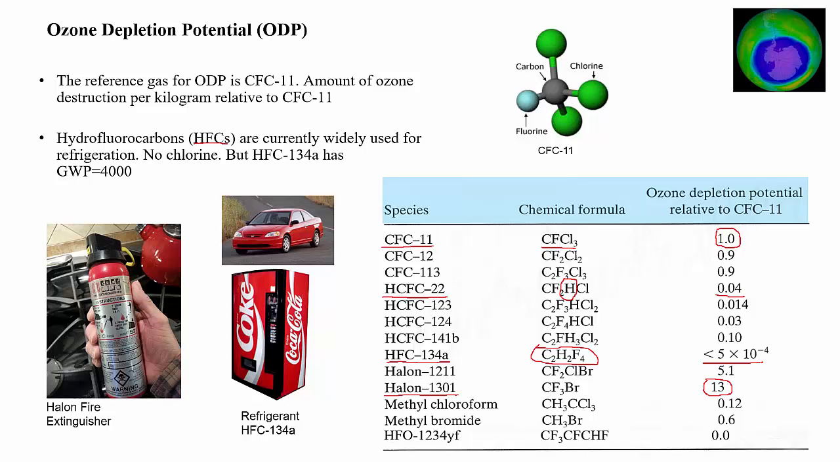But the problem is these HFCs have very high global warming potentials. For example, R134A is about 4,000 times worse than carbon dioxide in terms of blocking infrared radiation. I'll come back to this issue at the end of this presentation.